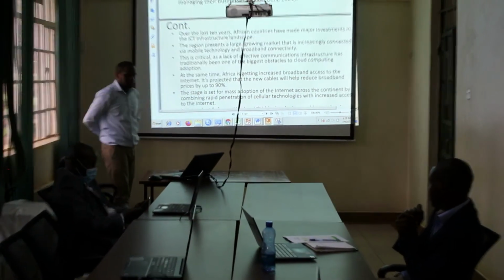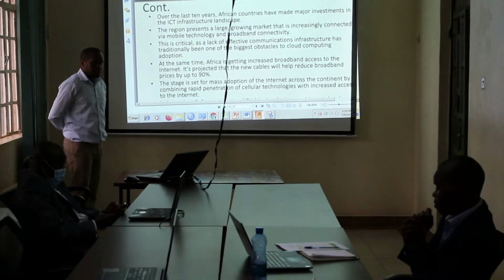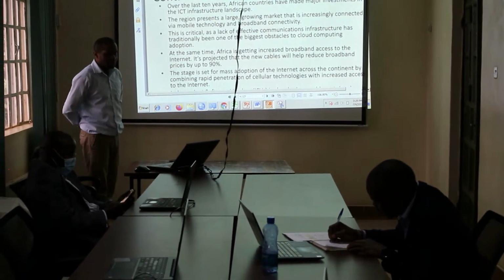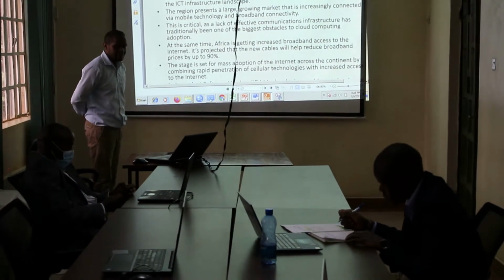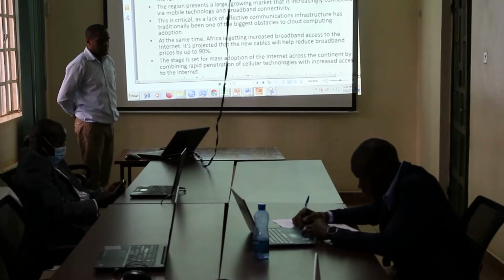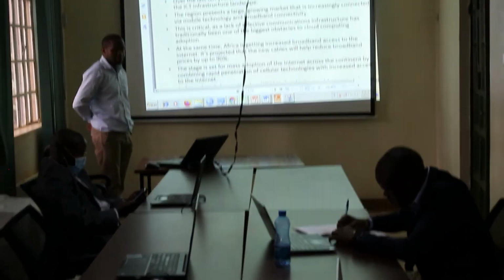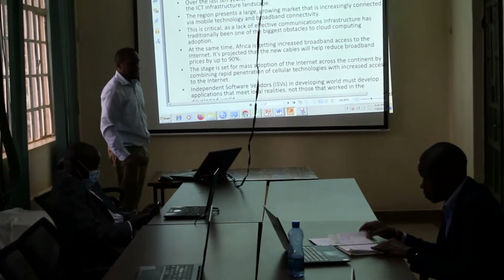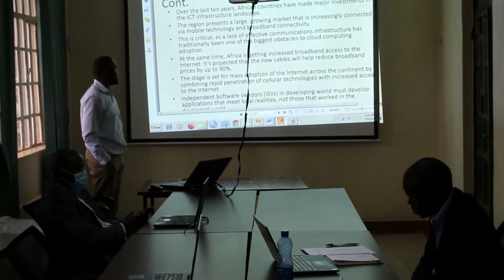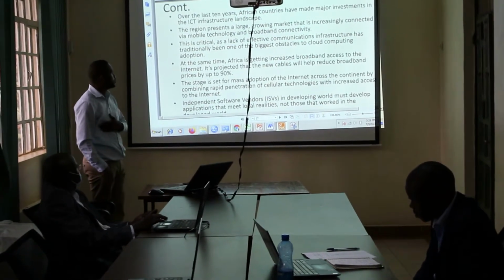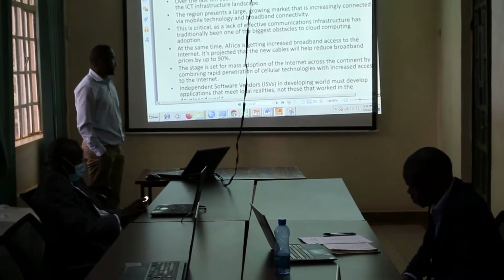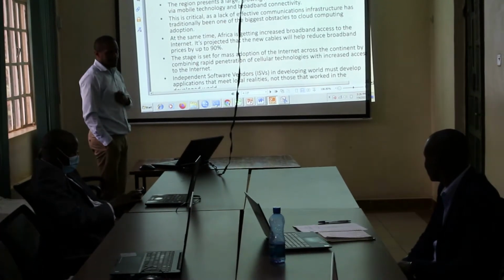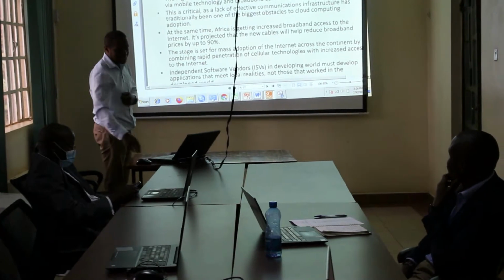So continuing on this, we can say that over the last 10 years, African countries have made major investments in the ICT infrastructure landscape. So the region presents a large growing market that is increasingly connected via mobile technology and broadband connectivity. This is critical as lack of effective communications infrastructure has traditionally been one of the biggest obstacles to cloud computing adoption. At the same time, Africa is getting increased broadband access to the internet, and it's projected that the new cables will help reduce broadband prices by up to 90%. Therefore, at this stage, the stage is set for mass adoption of the internet across the continent by combining rapid penetration of cellular technologies with increased access to the internet.